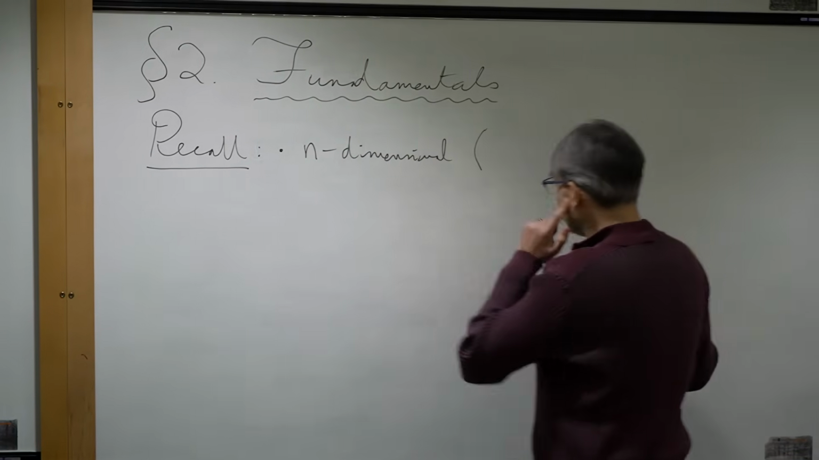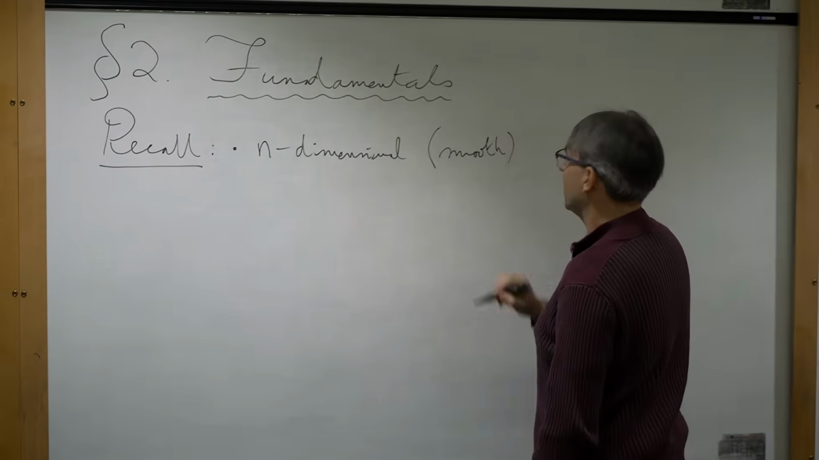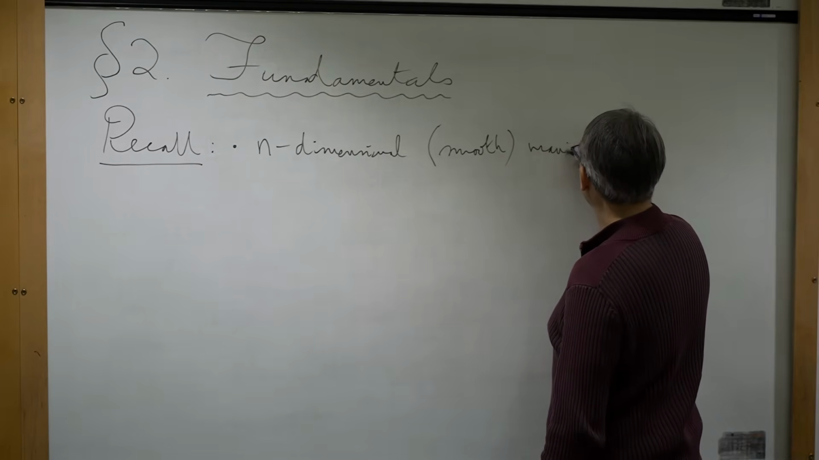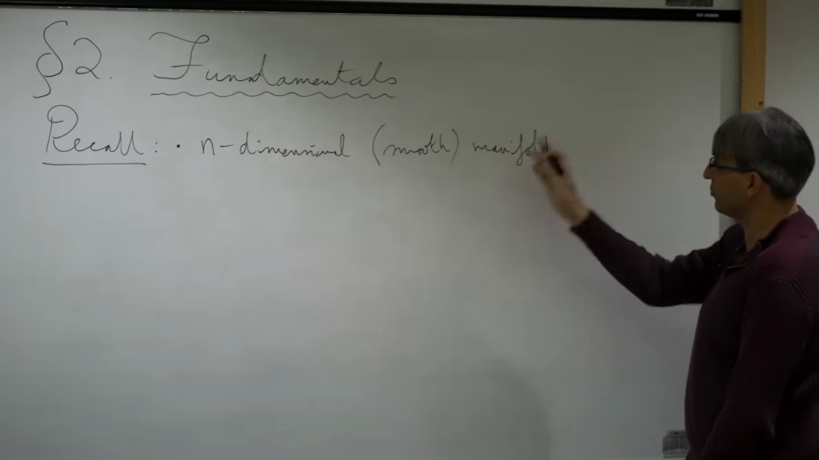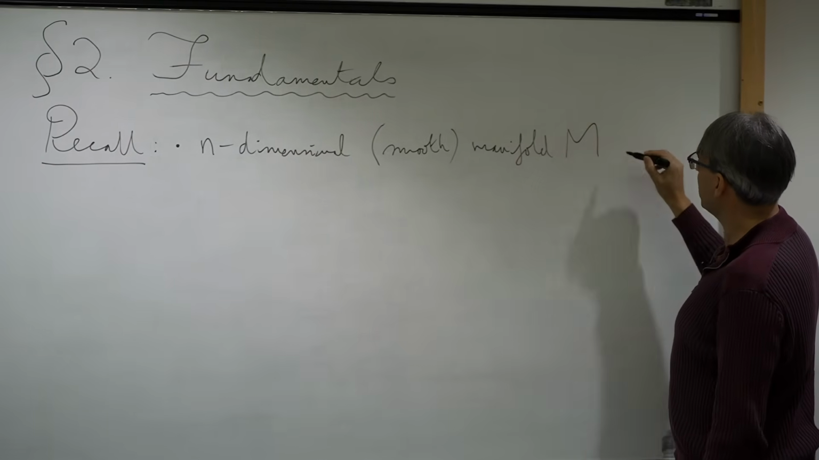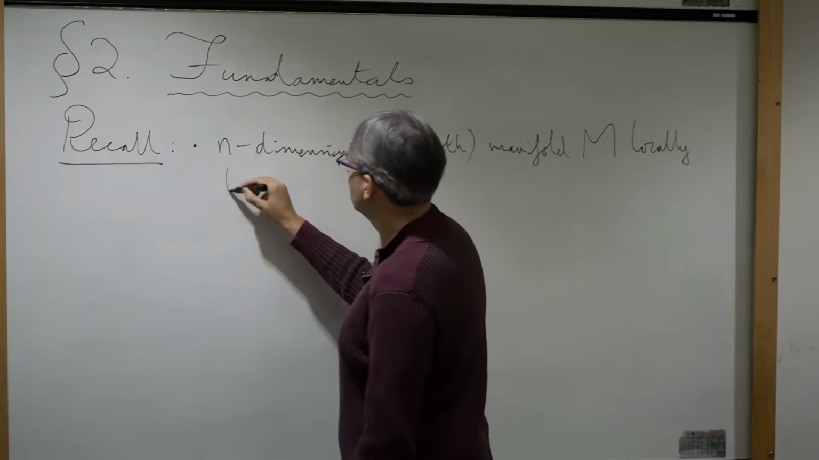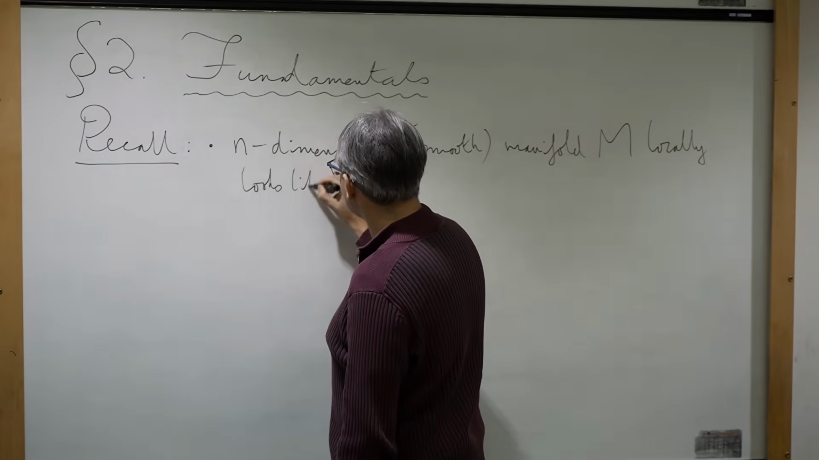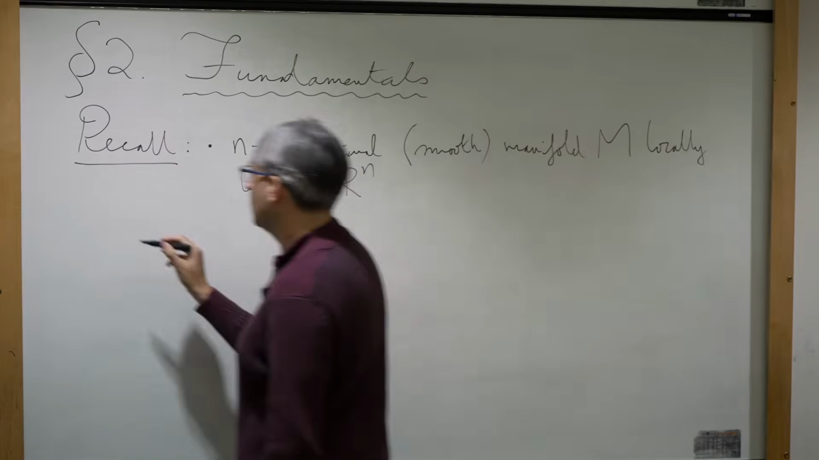For me, I always drop the adjective in front. So all of my manifolds will be smooth. One can define others, but I'm not going to do that. I'm just going to drop the smooth and assume everything is smooth. So an n-dimensional manifold M locally looks like R^n, n-dimensional Euclidean space.